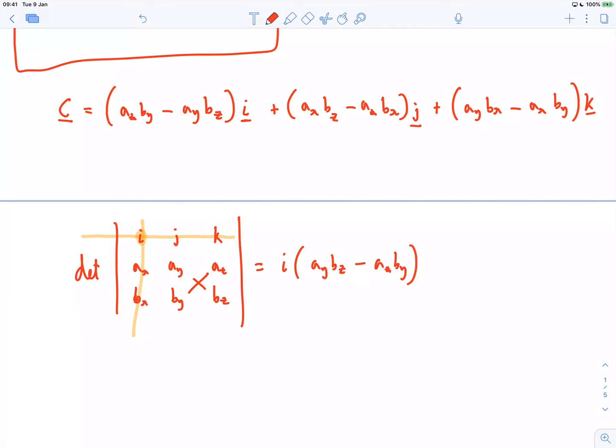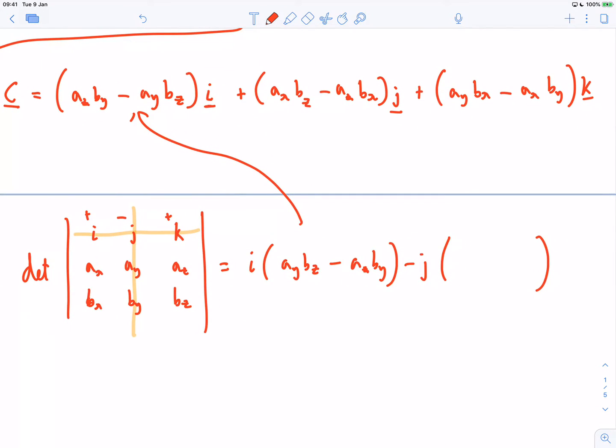And if you look, we're actually a factor of -1 out from here, which is nice. Okay, let's crack on. Now remember, for the next one, we're in the second row, first row, second column, and remember this plus minus checkerboard. So we've actually got minus j lots of AX, BZ minus AZ, BX. And again, this is a -1 out from here.